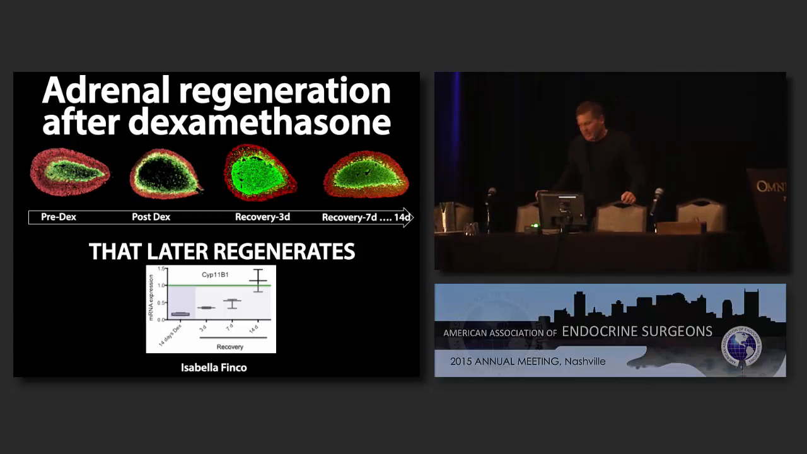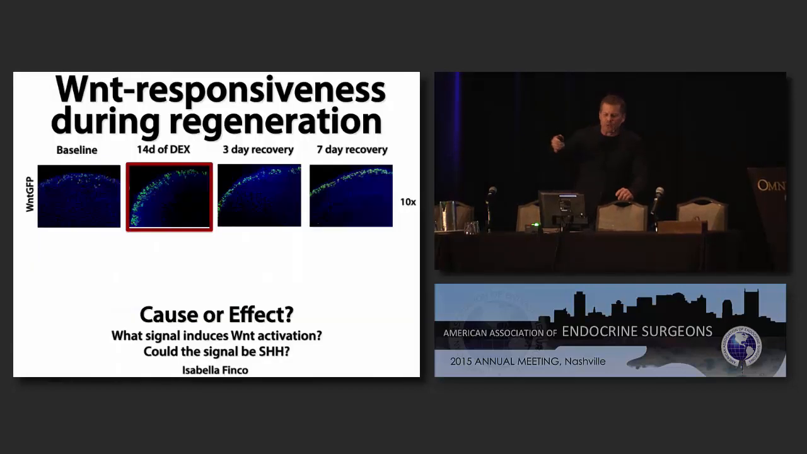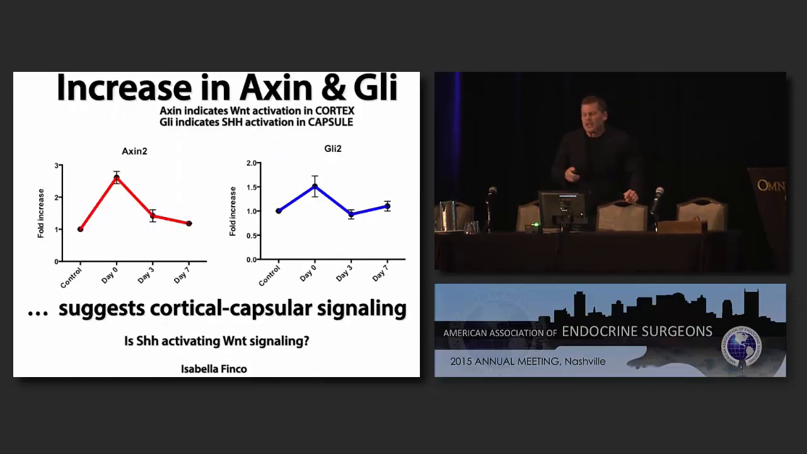What Isabella showed in a series of studies, not yet published, is that following dexamethasone, after the atrophy, look what pathway gets turned on. That's the Wnt pathway, those green dots, after 14 days of dex. The Wnt pathway gets robustly activated. We posited that this pathway is critical for homeostasis, and it's also critical for regeneration. She wondered whether or not it was somehow linked to the sonic hedgehog pathway, that they must be working together.